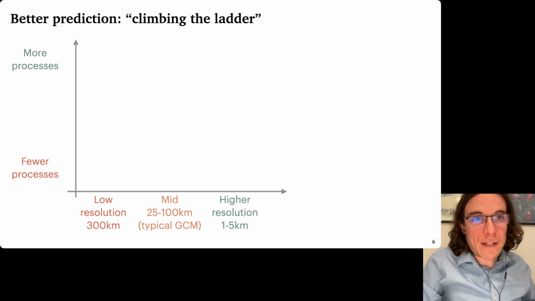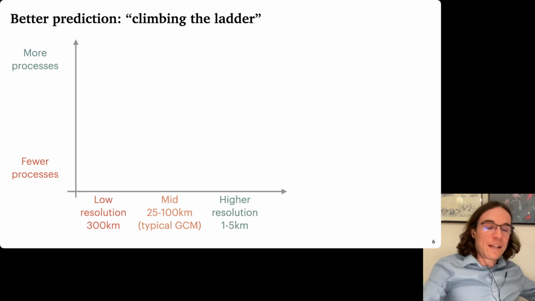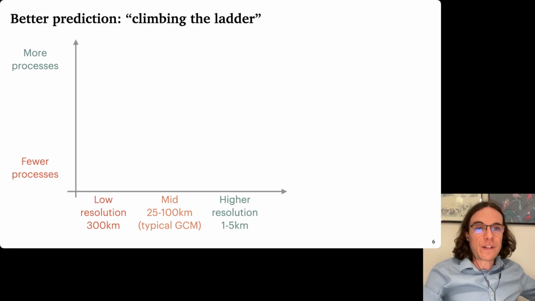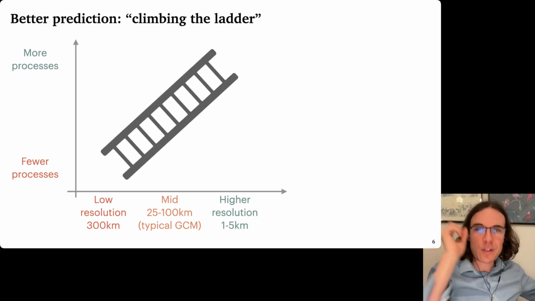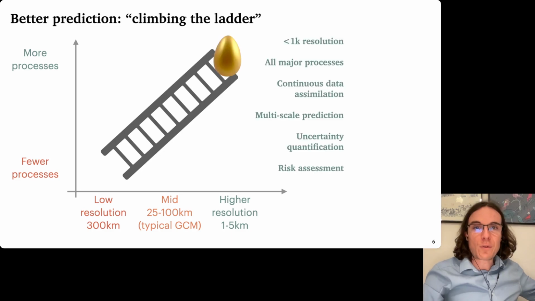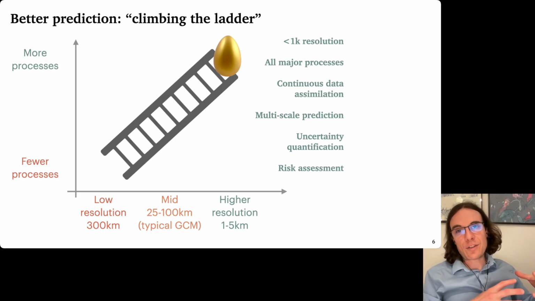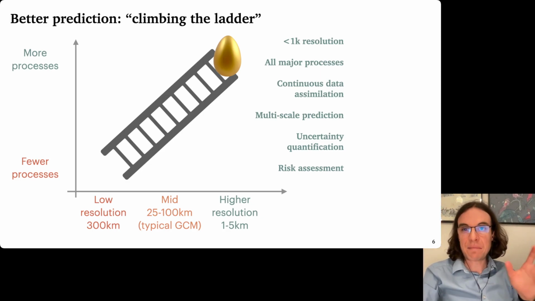So what do we want to do in this space? We want to get better predictions. We want to understand how our world works with higher and higher fidelity. So we really want to climb this ladder of including more and more processes into our models and higher resolutions, so that we can test lots of different scenarios at high resolution, bring in observational data, do data assimilation, predict at multiple scales with uncertainty, and use that for risk assessment. The highest resolution models now are at about 1 to 5 kilometer resolution for their grid cells.